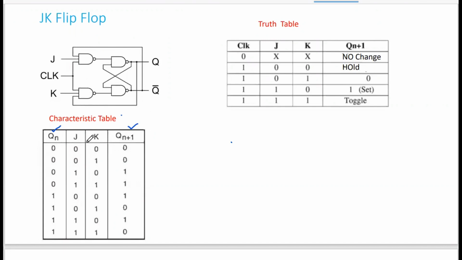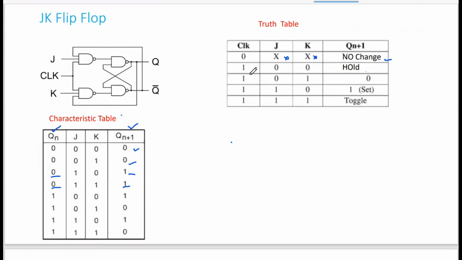So suppose your present state is 0 and J is 0, K is 0, then your next state is going to be 0. That means it is holding the state. Similarly, if present state is 0 and K is equal to 1, then also your output is 0. And when J is equal to 1, K is equal to 0, the present state is having a transition from 0 to 1. And when J is 1, K is 1, then also it is changing. So these things are listed, which we discussed in the previous class also: if there is no clock, no matter whatever you apply on JK, there will be no change at the output.